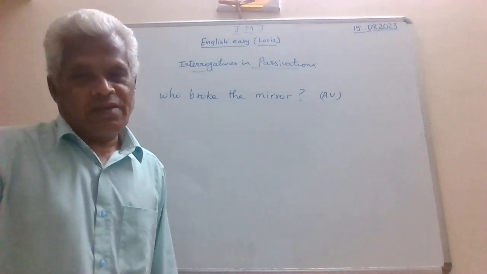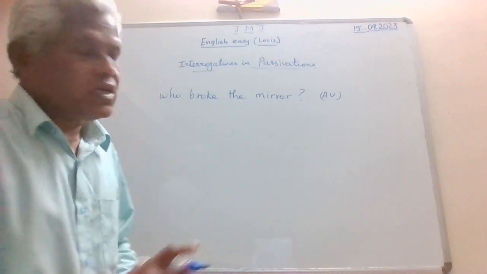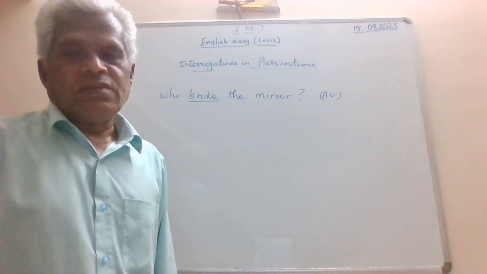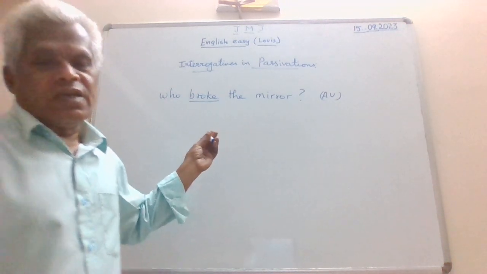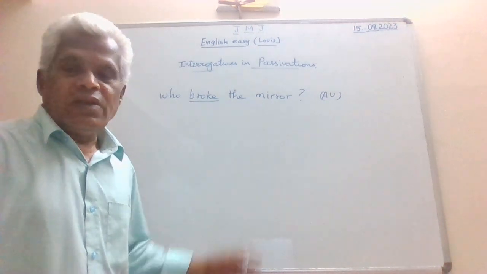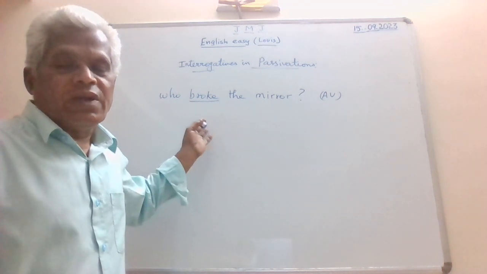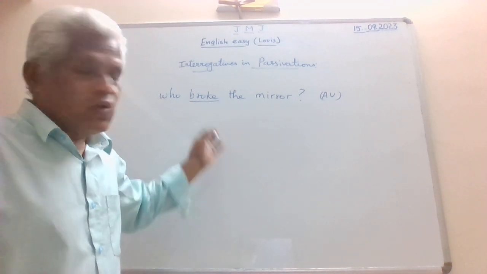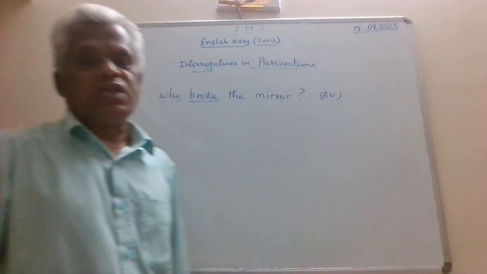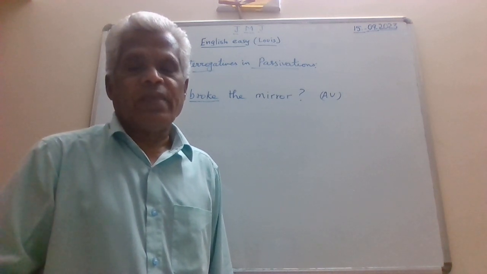Can you say why this is in active voice? Because you certainly have the verb broke here. Neither does it have an auxiliary verb before the main verb. Even if it is future or continuous or perfect, you will have the verb there, but this is an active voice sentence beginning with the WH question word who.